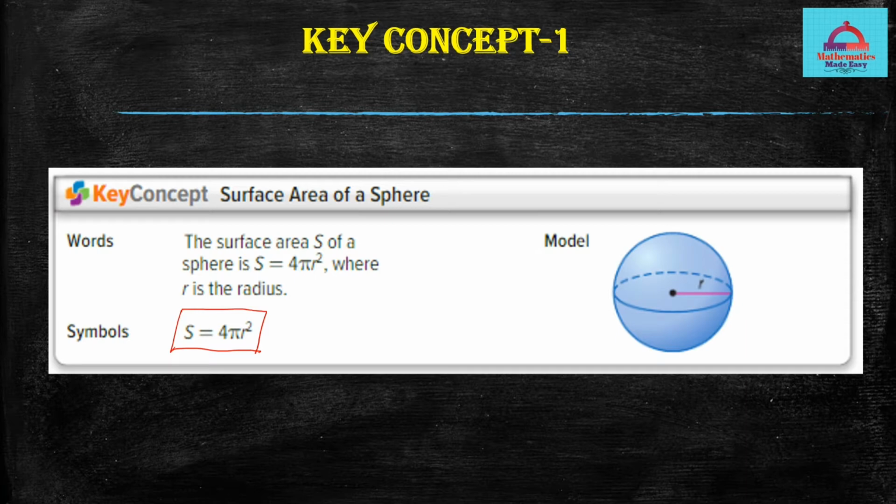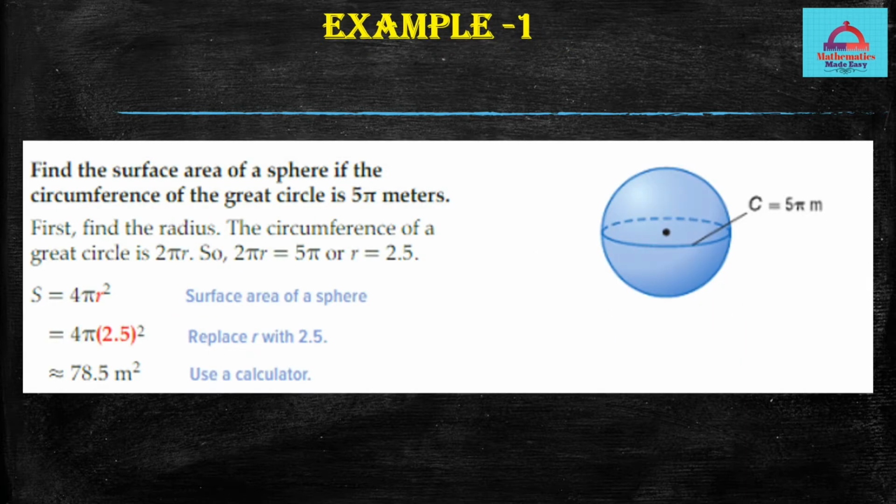Let's see how we can use this to solve some questions. The first example, which is on the topic of surface area of sphere. We have to find the surface area of the sphere if the circumference of the great circle is given to be 5 pi meters. Now let me just highlight here in the image of the sphere the great circle. Let me remind you from the last lesson that this great circle is going to be this circle which has the same center as the center of the sphere. Also, this great circle has the same radius as that of the sphere.